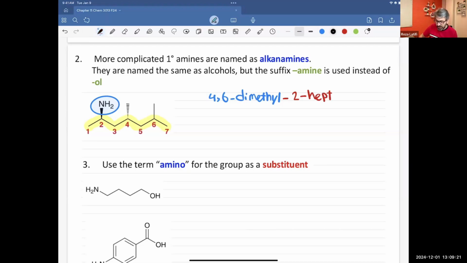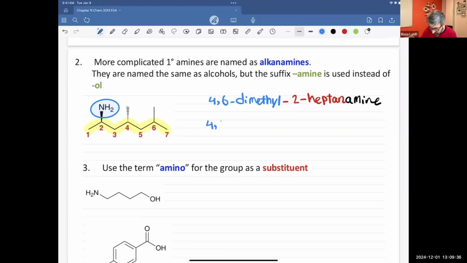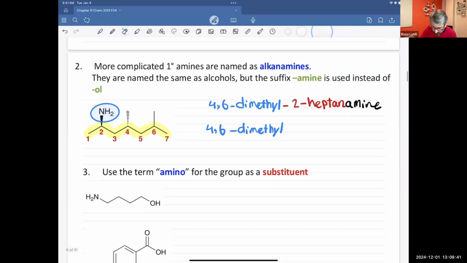I'm supposed to say heptane, so I go heptane. Okay, get rid of the E and replace it by amine. Okay, that's one way to do it. Another way to do it, say 4 and 6 dimethyl, and then say heptane. Get rid of the E. Okay, next say dash 2 and say amine. So in both cases, I got rid of the E and I replaced it by the amine group.